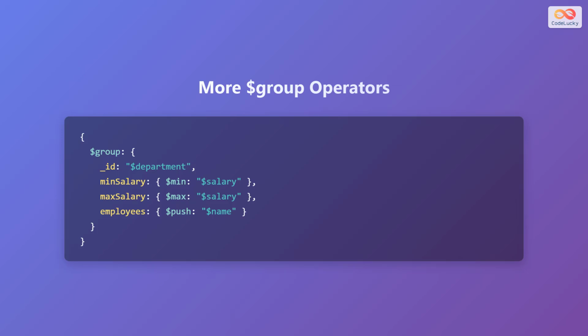Here are a few additional accumulator operators available in the $group stage. In this example, we're grouping by the department field and calculating the minimum salary, maximum salary, and employees for each department. Minimum salary is calculated using the $min operator on the salary field, finding the lowest salary in each department. Maximum salary is calculated using the $max operator on the salary field, finding the highest salary in each department. Employees is generated using the $push operator, which creates an array of employee names for each department. These operators offer flexibility in gathering detailed information about each group.